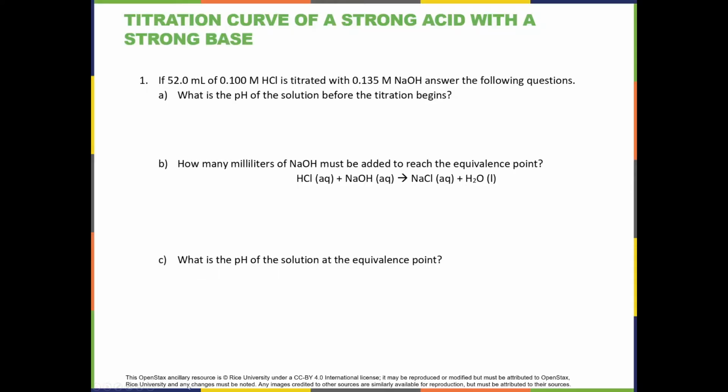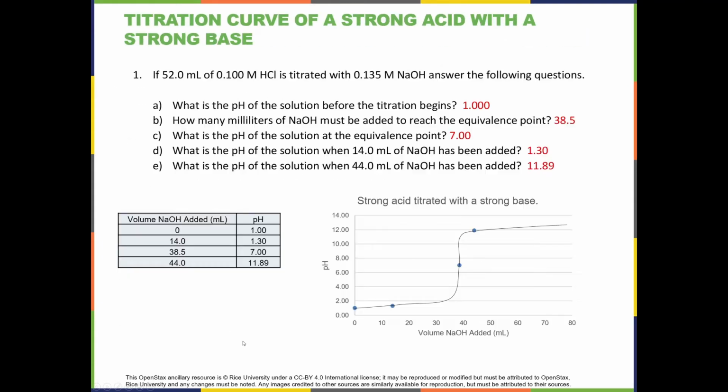Now, if we switch back to the graph here, what is the pH of the solution before the titration begins? When 0 NaOH is added, it's 1. So the pH is 1, and we can plot that on our graph. What is the pH at the equivalence point? Well, the pH at the equivalence point is 7, and how many milliliters did that take? 38.5. So at 38.5, we get a pH of 7.